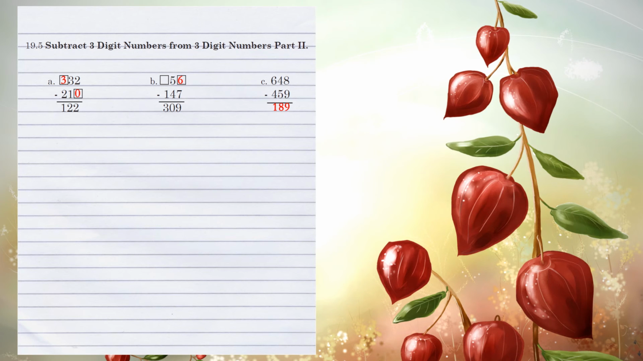Because if you look now, 4 minus 4 is 0. Let's look at the hundreds column. What number minus 1 equals 3? Well, that would be 4 is our second missing number.